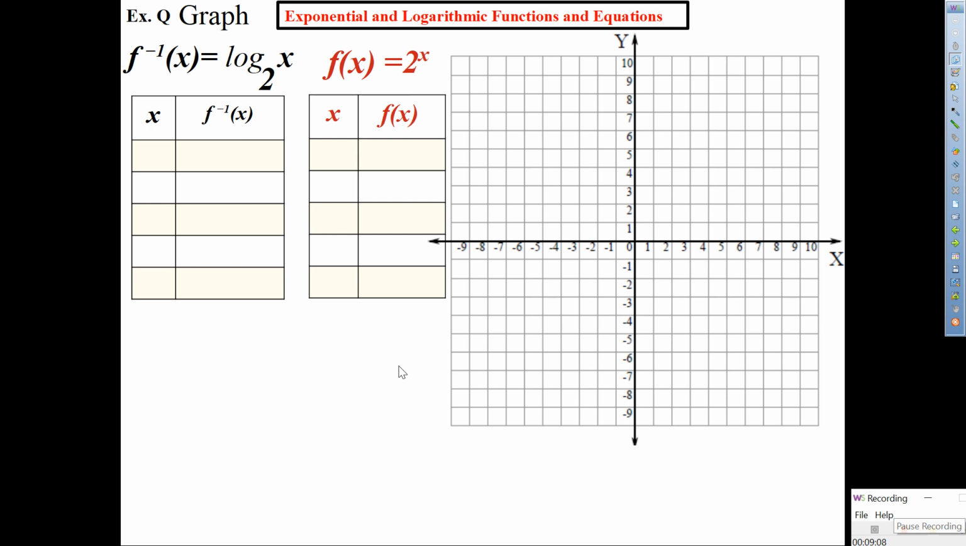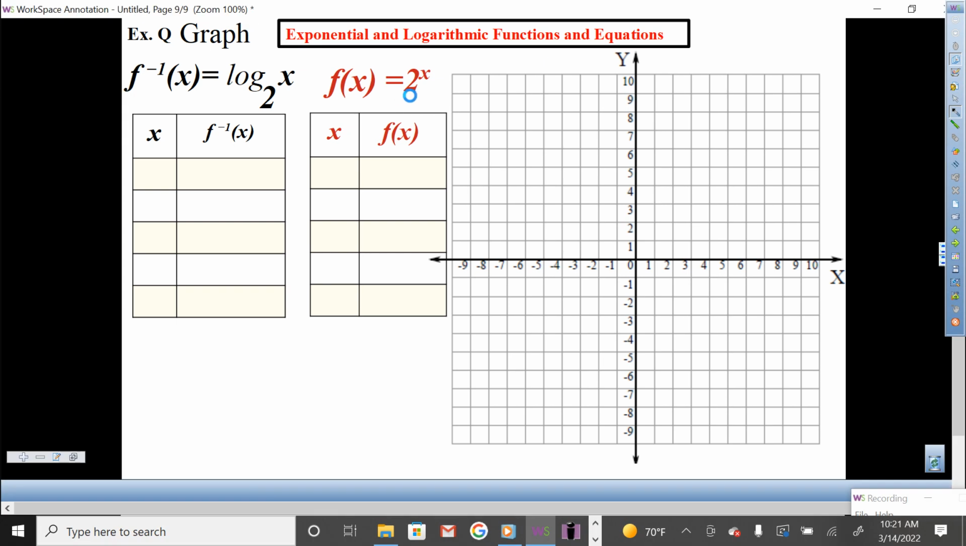All right, let's do this one together. Ready? I'm going to use red for this red one right here. And if you notice, this is an exponential. Yes, Mr. Q. So here we go. I'm going to start with 0. So look up. What is 2 to the 0? 1. Yes. Next. What is 2 to the first power? 2. What is 2 to the second power? 4. 2 to the third power. 8. We'll stop right there.